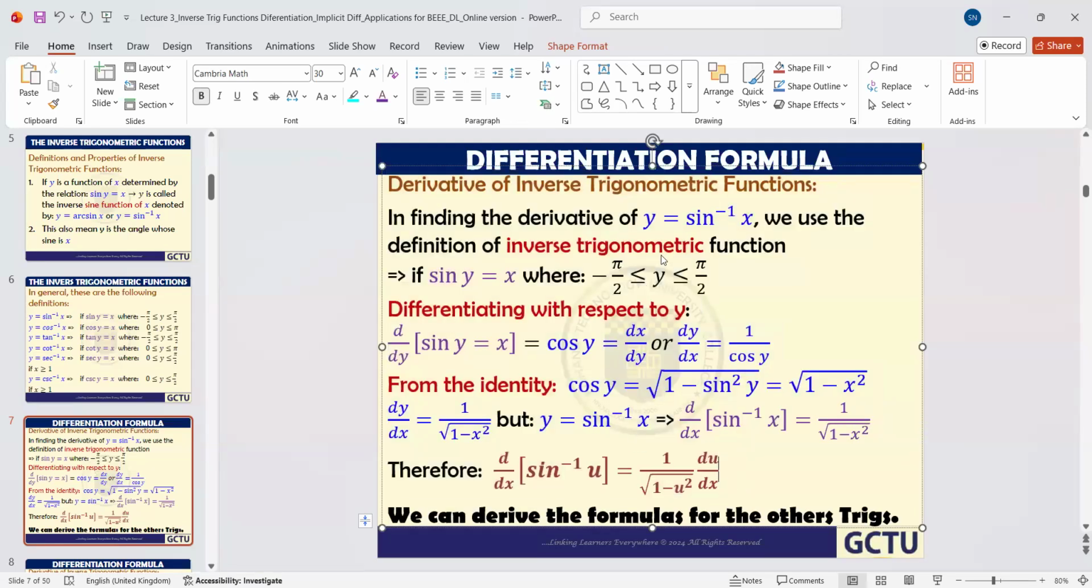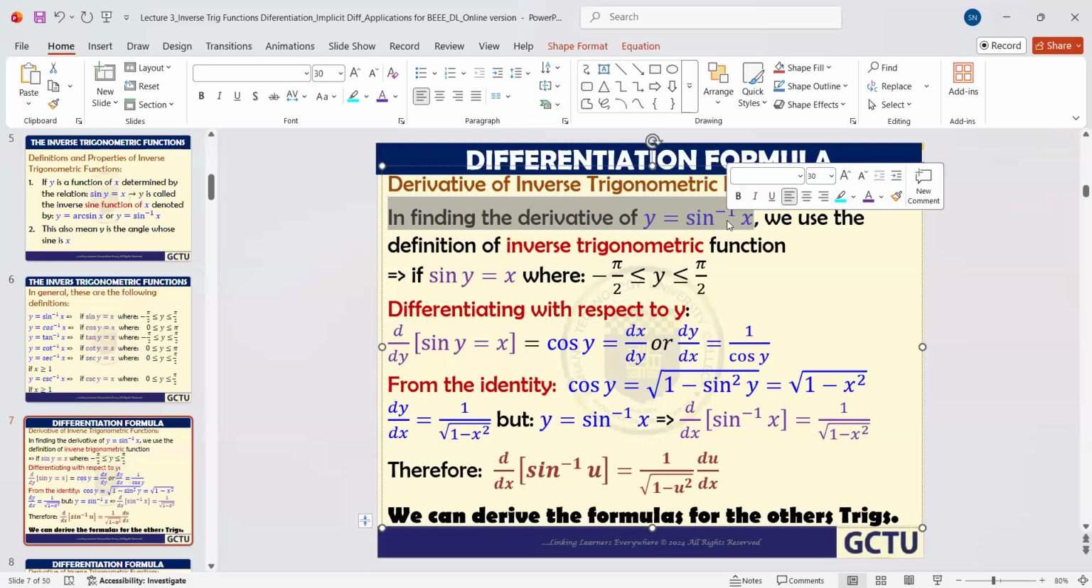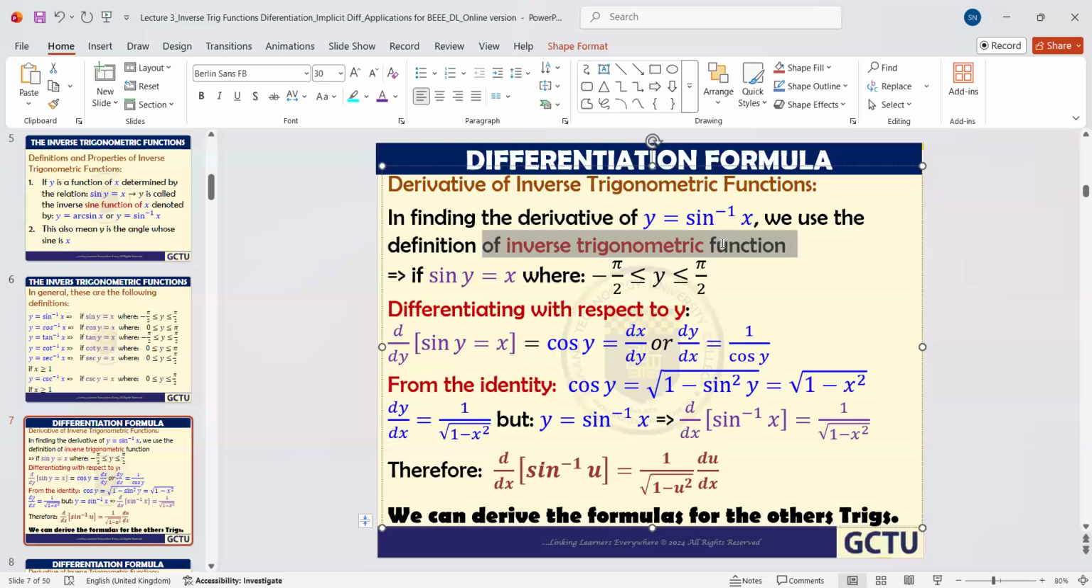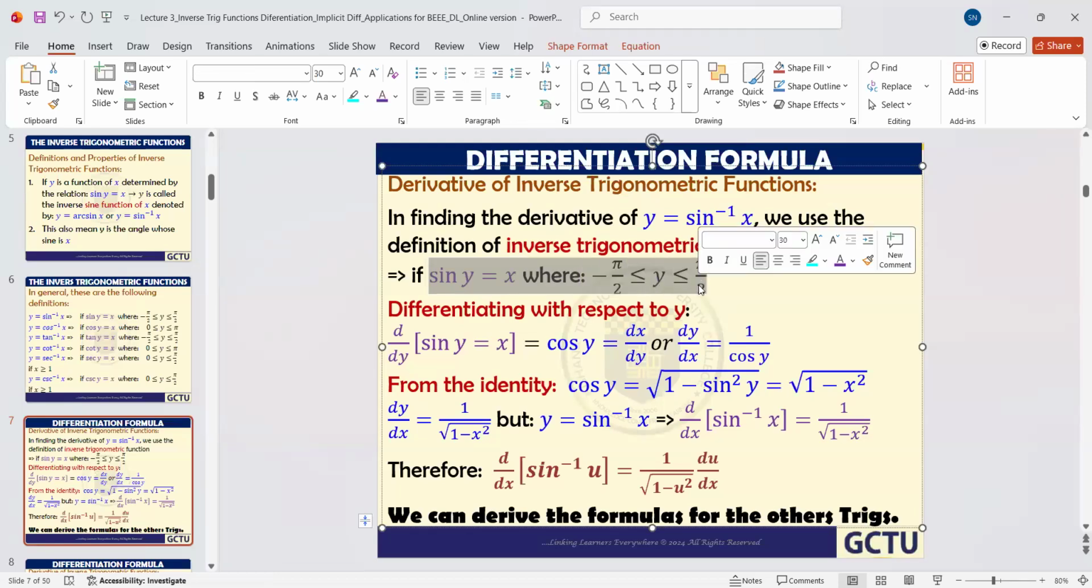We are starting from here, and anytime they give you sine inverse, you must quote this. And why do we quote this? Because of the steps involved here. So let's take our time and go through the steps. In finding the derivative of sine inverse of x, we use the definition of the inverse function, which we have seen a few minutes ago, that if you are given sine y is equal to x, where y lies between minus pi over 2 and pi over 2, then what do we do?